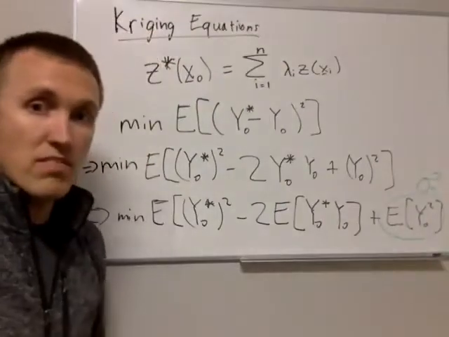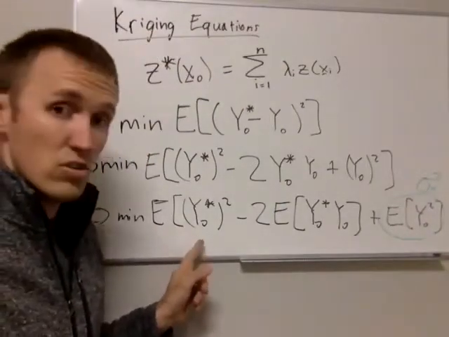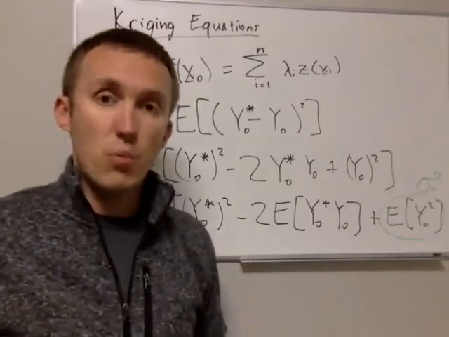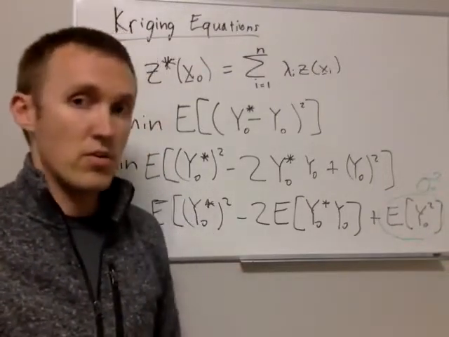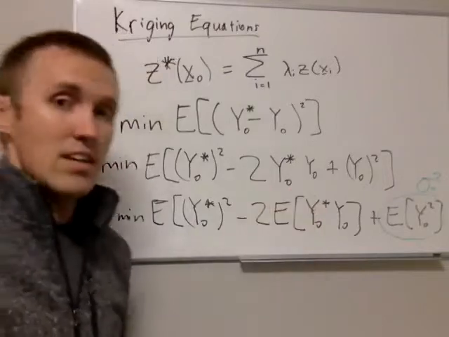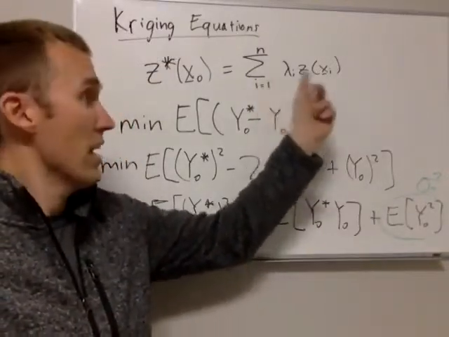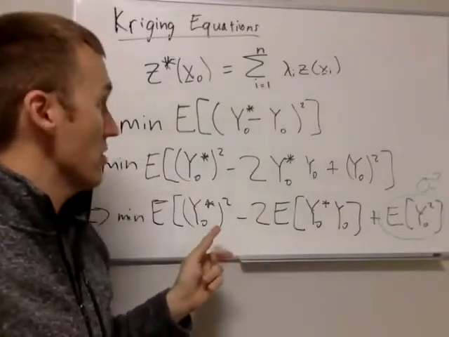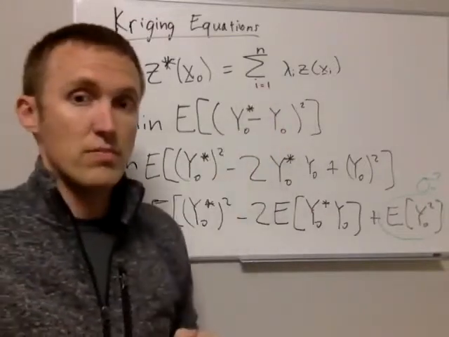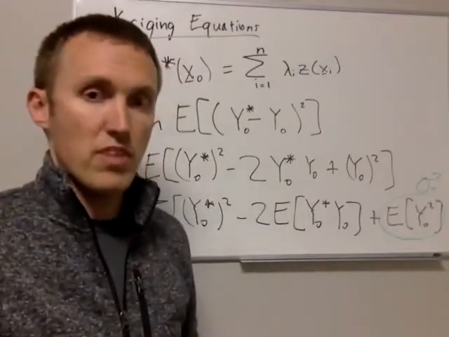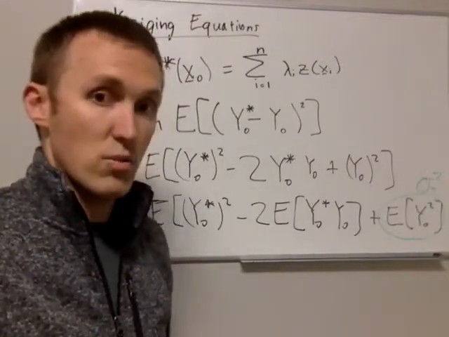We have the expected value of y star squared. Now, y star is our estimate for y. It's our estimated value that we want to calculate. And so what we need to do is substitute in this summation here and work out what the expected value of that thing squared is. Now I'm going to skip a few of the steps here, but hopefully I'll show enough that will give you guys an idea of how this works.